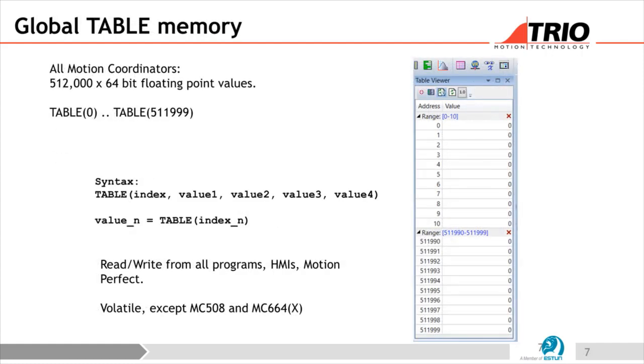Table is the other type of global memory. Again, these are seen through all programs. So table 100 is the same table 100, whether it's in the terminal, in a program, or coming from an HMI. It's always the same one.